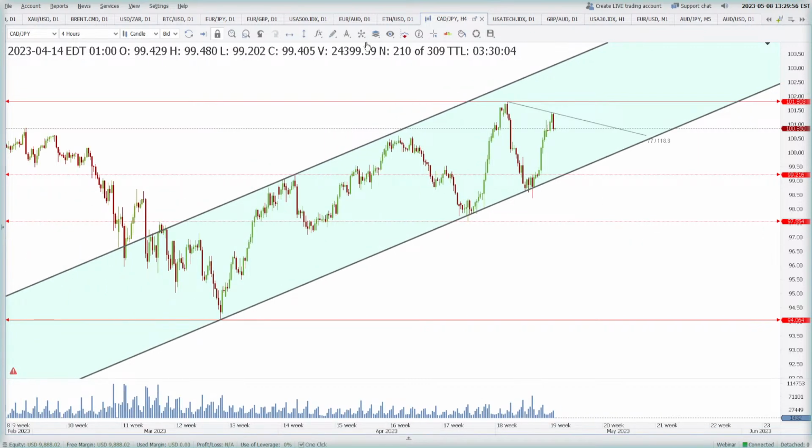Eventually I think the price will break to the upside because the Canadian dollar is rising. But also notice that Brent has reached a resistance area, so from here the price can even fall further. Let's see how things unfold, but right now this is the resistance.